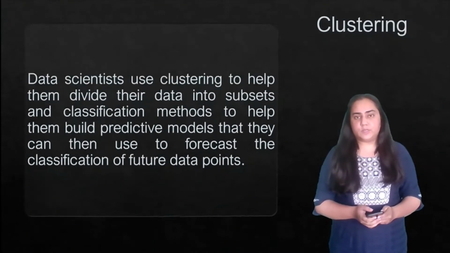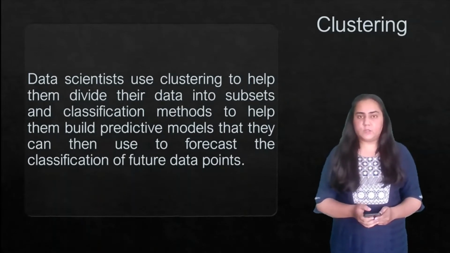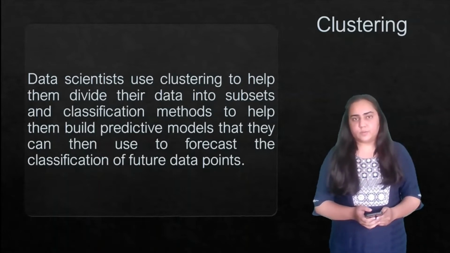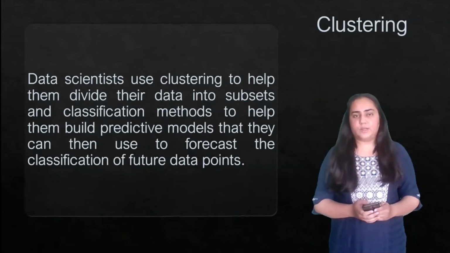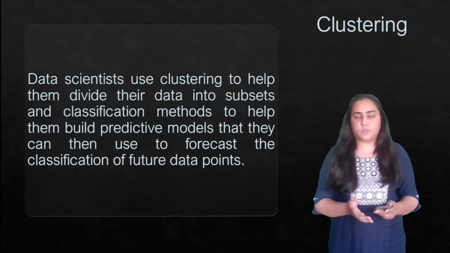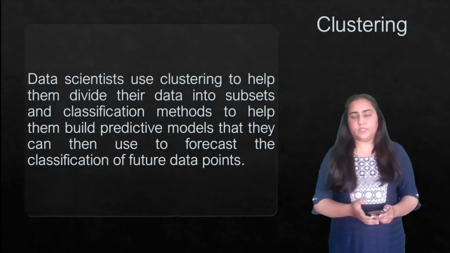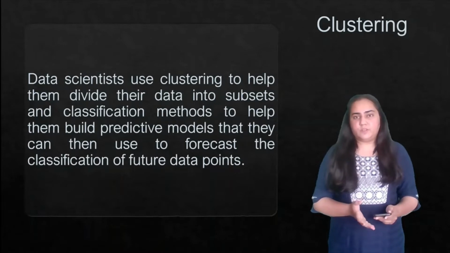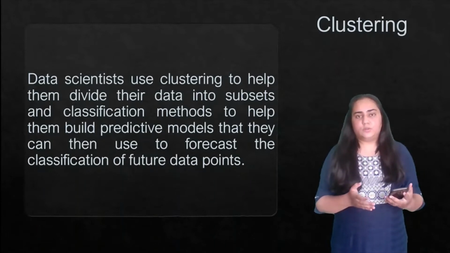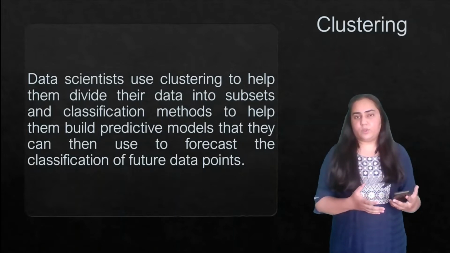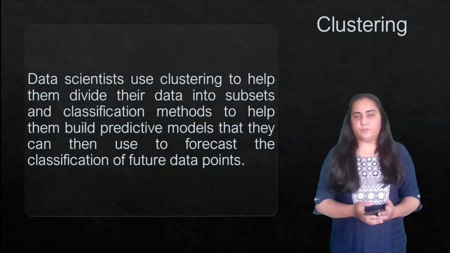Data scientists use clustering to help them divide their data into subsets, and they also use classification methods to help them build predictive models that they can then use to forecast and classify future data points. So clustering and classification are two machine learning methods that we will be discussing in data analysis and visualization. But for this video, we are going to mostly focus on clustering. Both these methods are used by data scientists to do something with the current data points, so that it can then help them in future to forecast future data points.